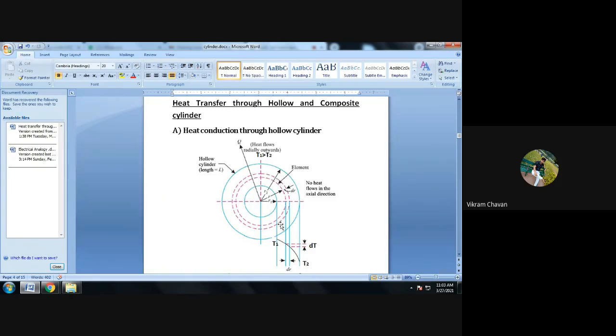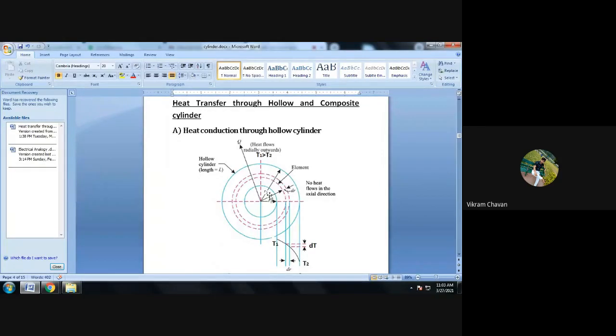For the derivation, we have considered one small element. This dotted line shows the element. The element is taken across the thickness of the cylinder. Out of the total thickness of the cylinder, we have considered a small element. Is everyone getting this? The thickness of that small element is dr.